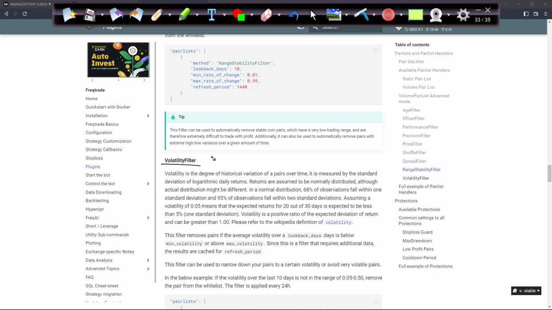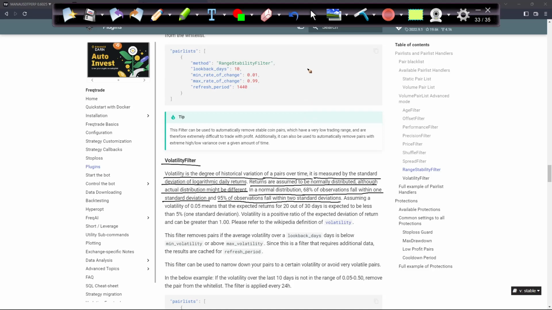Now we have the volatility filter. Volatility is the degree of historical variation of a pair over time. It is measured by the standard deviation of logarithmic daily returns. Returns are assumed to be normally distributed, although the actual distribution might be different. In a normal distribution, 68% of observations fall within one standard deviation and 95% of observations fall within two standard deviations.